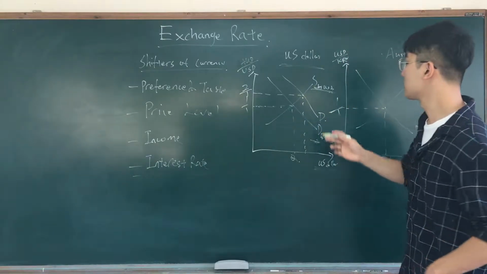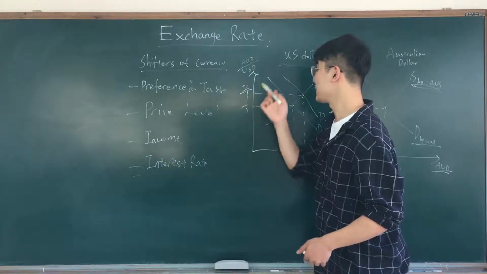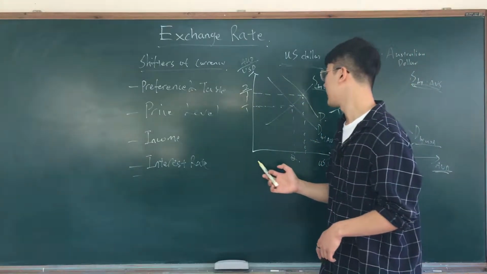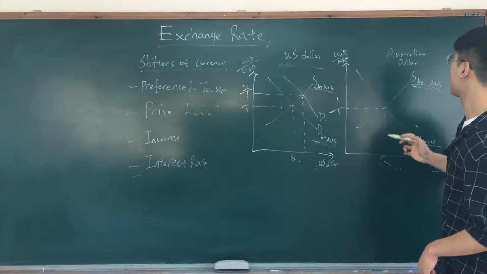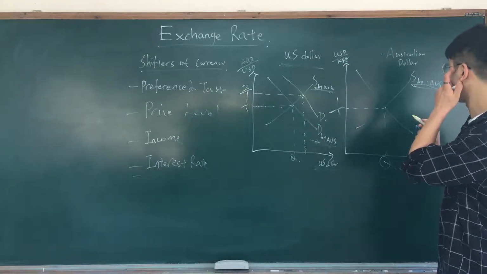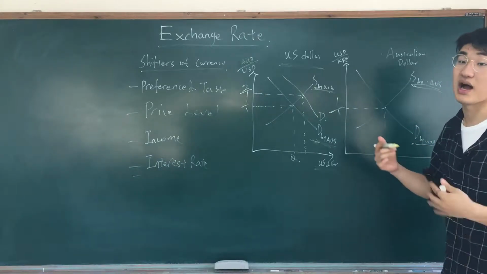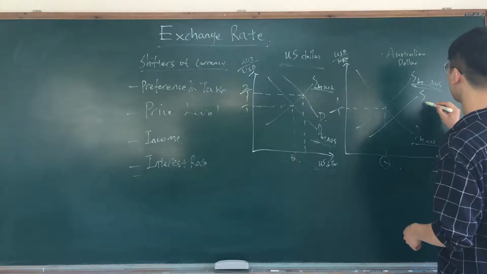When the value of a currency increases, we call that appreciation. And what will happen in the Australian exchange rate market? Well, obviously they will supply more Australian dollars, right? Because they want to buy more American dollars.